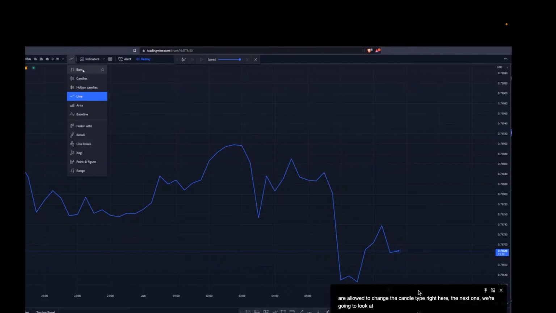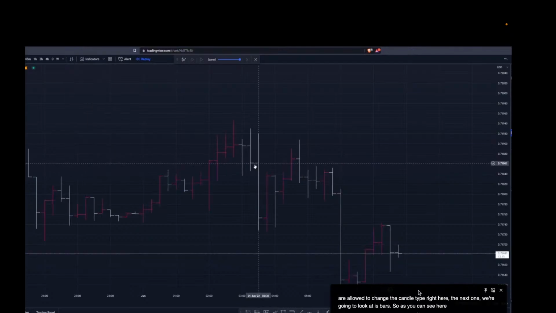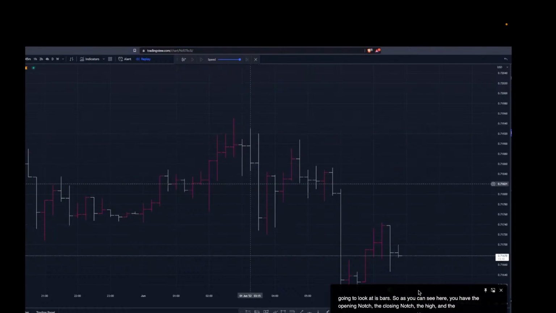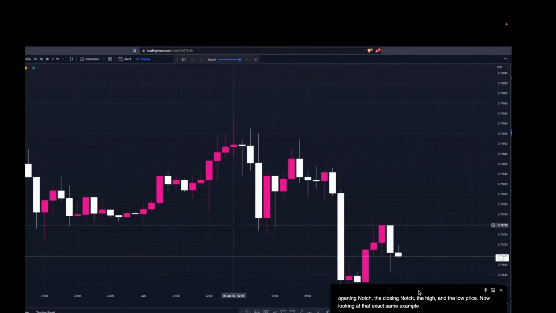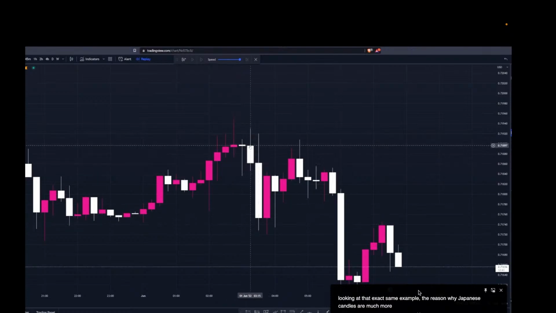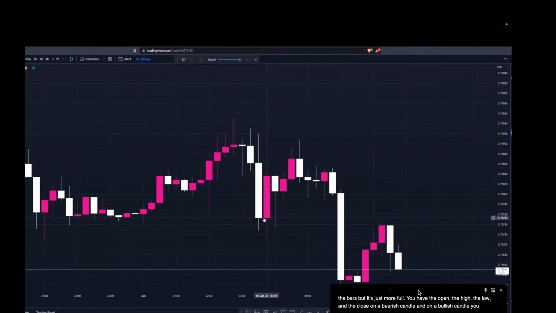The next one we're going to look at is bars. So as you can see here, you have the opening notch, the closing notch, the high, and the low price. Now, looking at that exact same example, the reason why Japanese candles are much more popular is because they are easier to see. It is less straining on the eye. It shows you the exact same information as the bars, but it's just more full. You have the open, the high, the low, and the close on a bearish candle, and on a bullish candle, you have the open, close, high, and low.